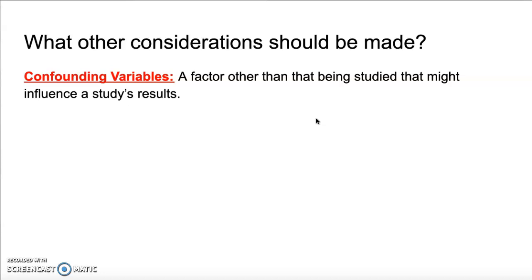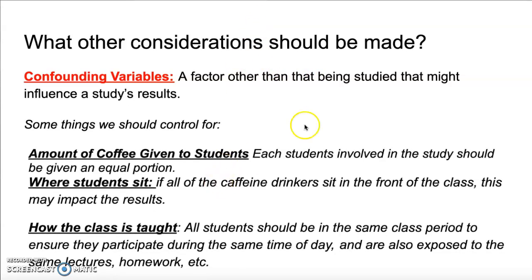So you want to be really careful when you run an experiment to control for as many of these as possible. So in the case of this study, just some examples of this are you would want to give an equal amount of coffee to all of the students. You wouldn't want some of them drinking a lot more coffee than others, as that might affect the experiment. So you want to control for that. You would want to control where students sit. Make sure it's not just all the caffeine drinkers sitting at the front of the class. This might also impact the results.